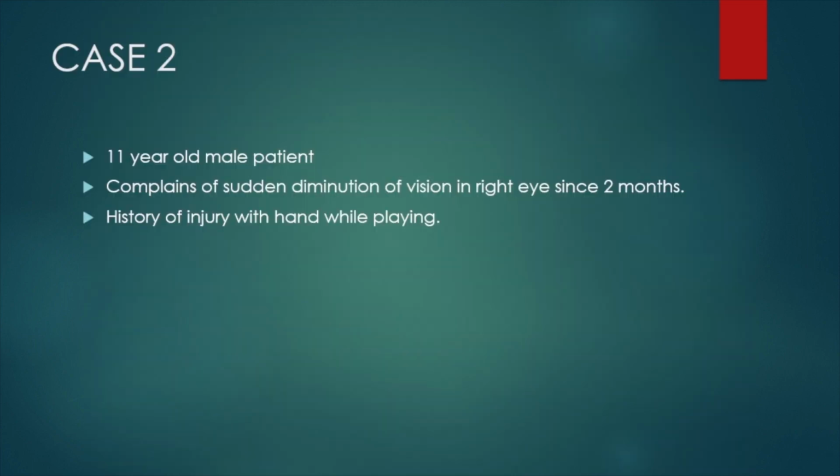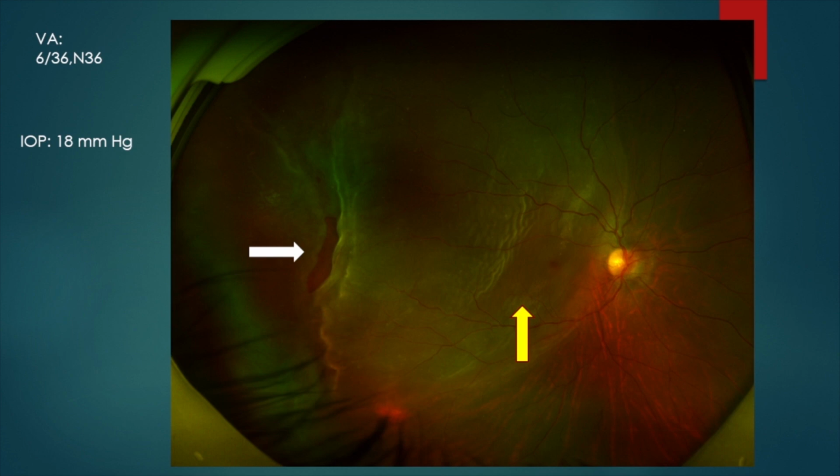Now we'll see another case. An 11-year-old male patient came with complaints of sudden diminution of vision in the right eye since 2 months. He had a history of injury with the hand while playing. Now, in the right eye, the visual acuity at presentation was 6 by 36 and 36. The intraocular pressure was 18 millimeters of mercury, and this was the fundus picture.